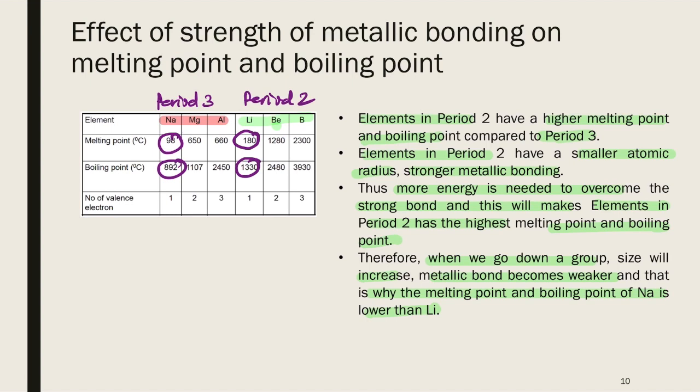So, when we go down a group, the size will be increasing. The metallic bond will become weaker, and that is why the melting point and boiling point of sodium is lower than lithium.